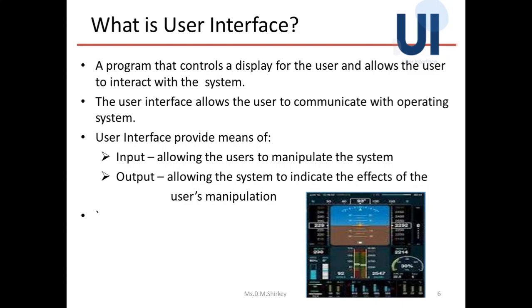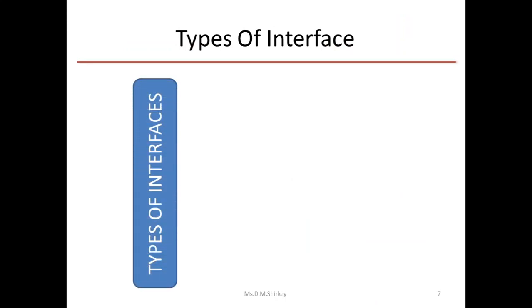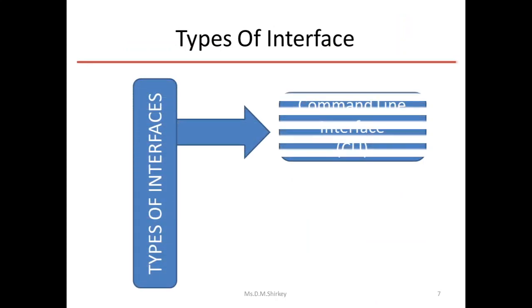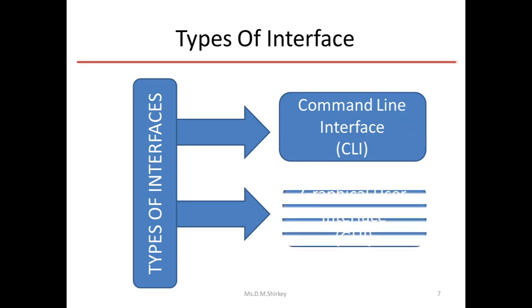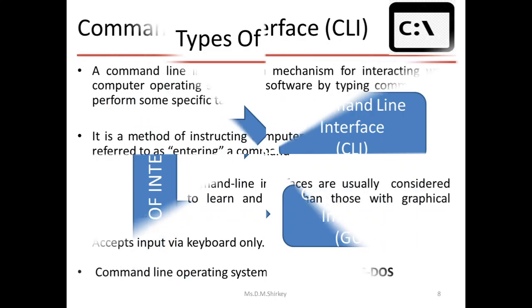User interface provides means of both input and output, that is input for allowing the user to manipulate the system and output for allowing the system to indicate the effects of user manipulation. So this is the user interface. Now next, which are the two types of user interfaces? That is command line interface called as CLI and graphical user interface called as GUI.